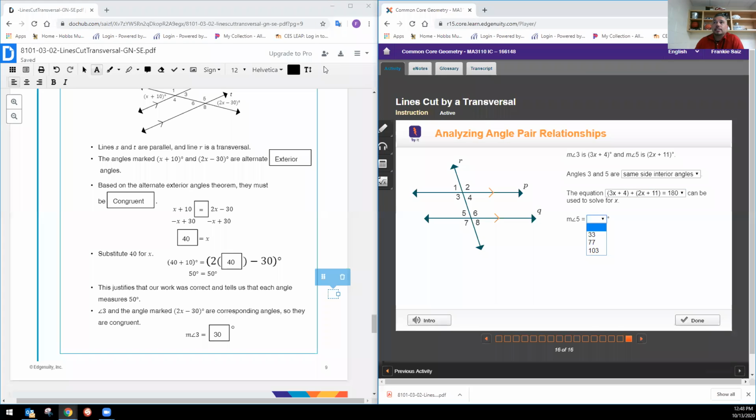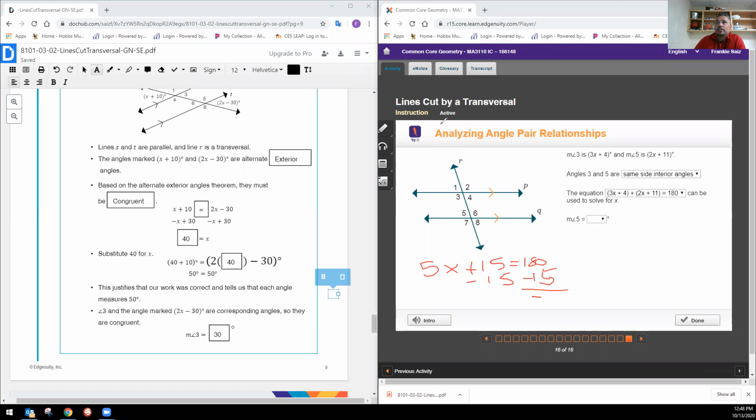So I'm going to go ahead and annotate this right here, and I'm going to get my pen out. Okay, so if I have 3x plus 2x, that gives me 5x. If I have 4 plus 11, that gives me a positive 15. That's all equal to 180 degrees. So I'm going to take away 15. This gives me, oh, that's an ugly 15.